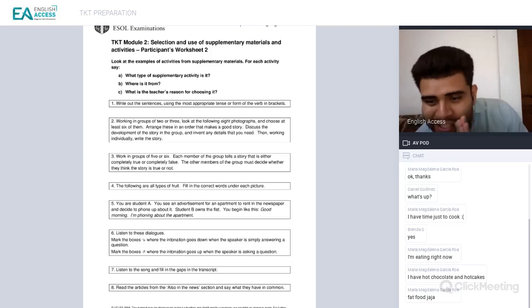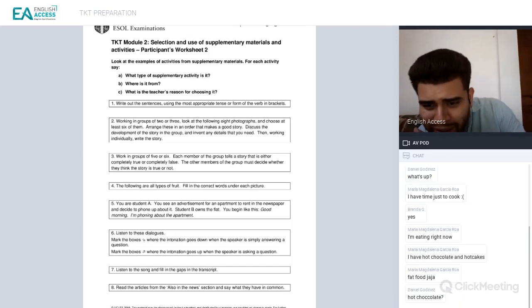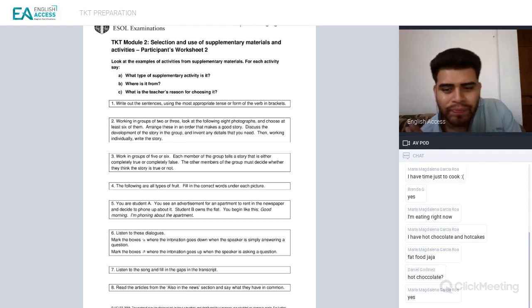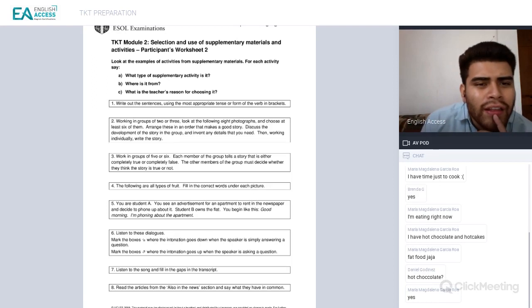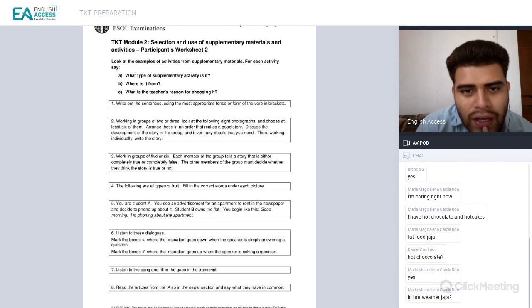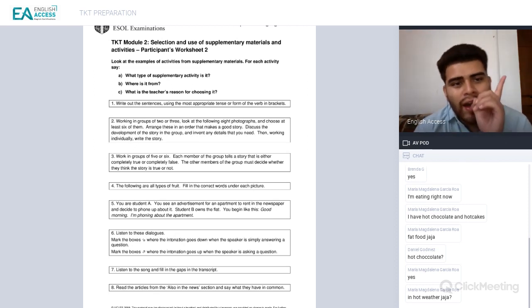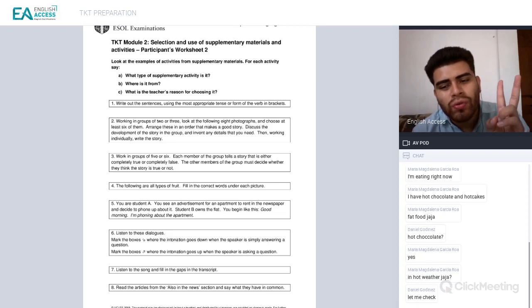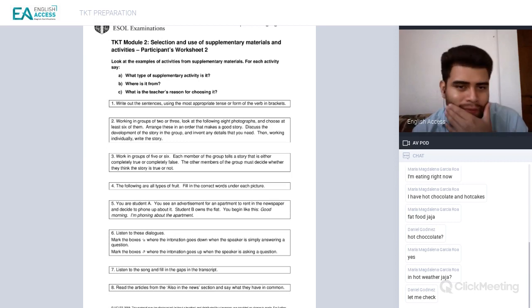All right, so Brenda says she has this page. Daniel and Magdalena, do you have this page? Yes. All right, cool. Well, let's begin. Look at the examples of activities from supplementary materials. For each activity, say A, what type of supplementary activity is it? B, where is it from? And C, what is the teacher's reason for choosing it?